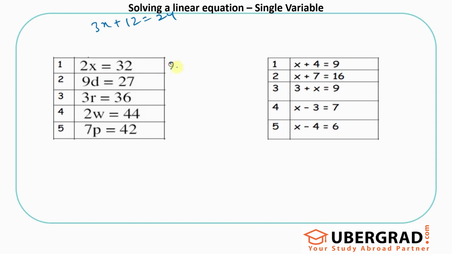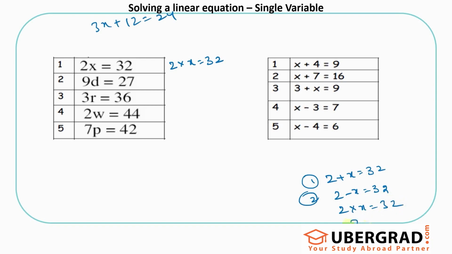I'll solve them. What is 2x? 2 into x is equal to 32. So you have to understand this. Let me take the same case like this, right? I can have 2 plus x is equal to 32 as one possibility. 2 minus x is equal to 32 is another possibility. Or 2 into x is another possibility. Or 2 divided by x, or whatever it is. Let me deal with all of them one by one.